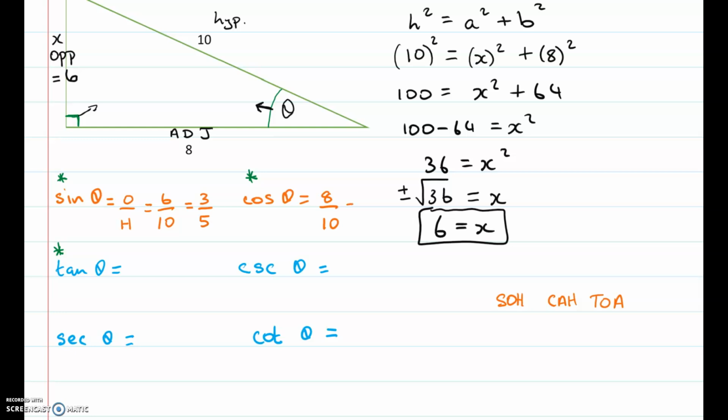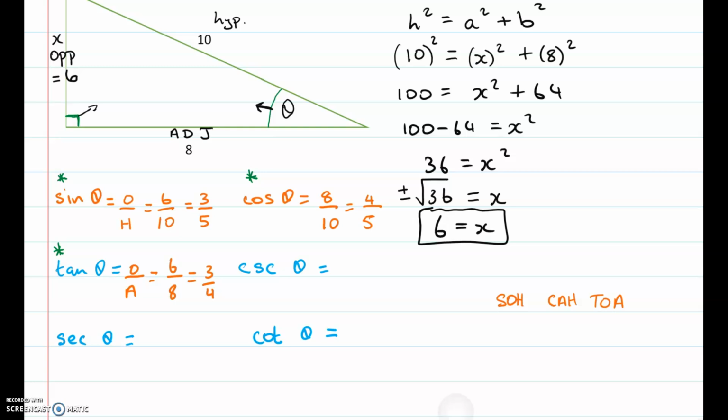Cosine of theta, we know it's 8 over 10. If you want to simplify it, it's 4 over 5. Tan of theta is opposite over adjacent. So opposite over adjacent, and that in this case is 6 over 8 or 3 over 4. And you should always simplify fractions.